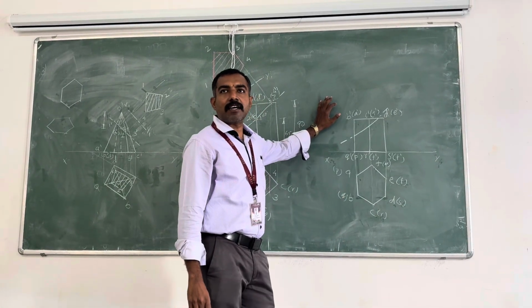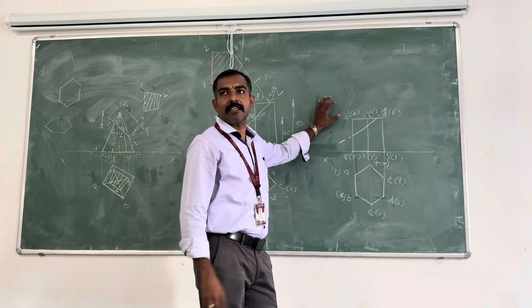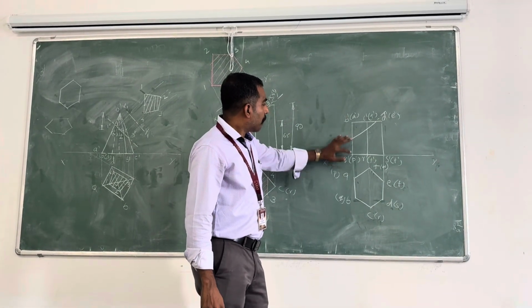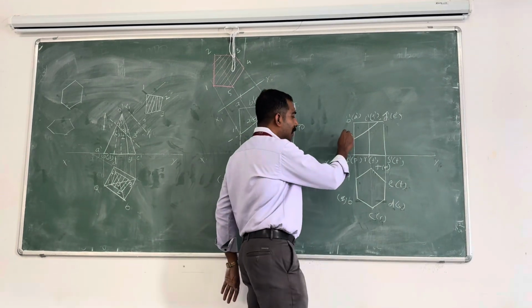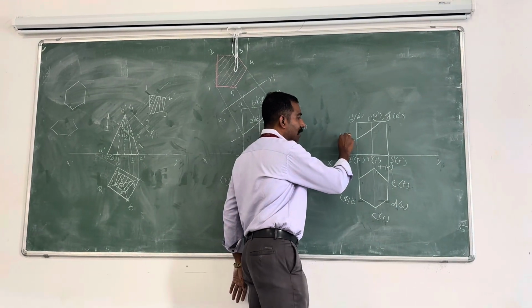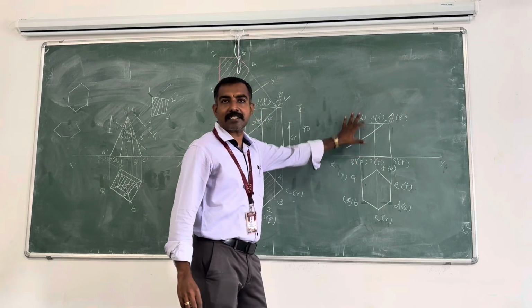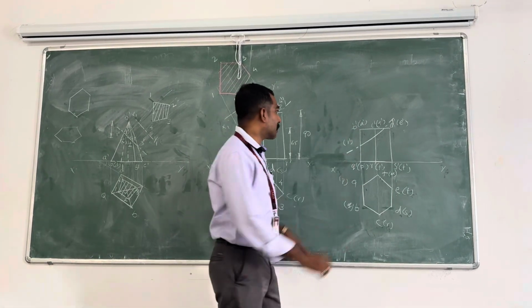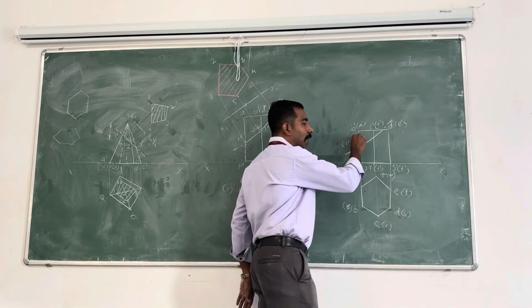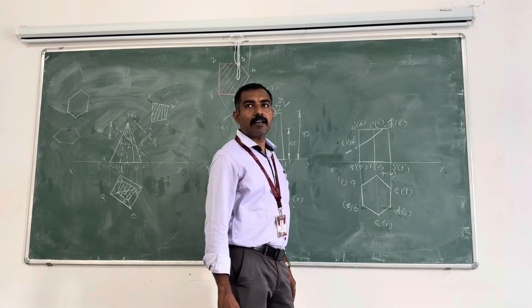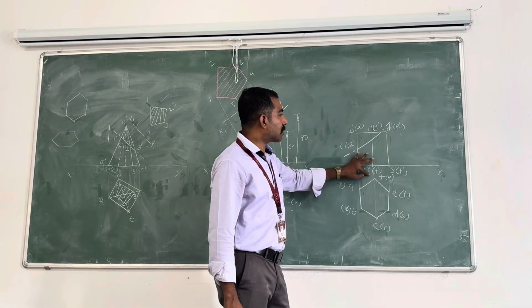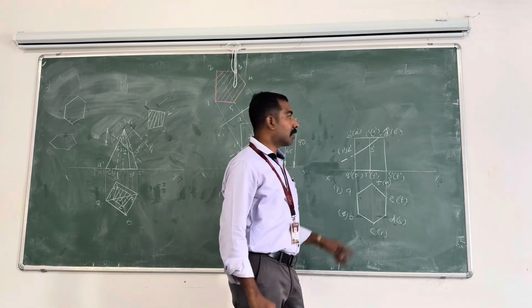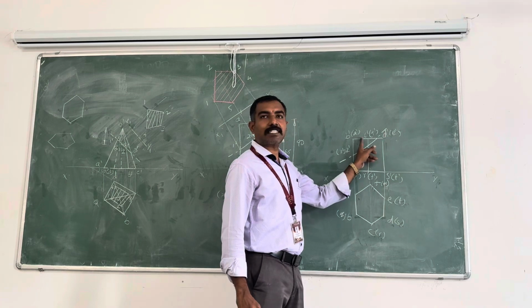The next step is to mark the cutting points. Each edge has a cutting point. On A dash P dash, the cutting point is 1 dash, inside the brackets. Next, P dash Q dash gives 2 dash. Next, C dash R dash gives 3 dash. Next, C dash D dash gives 4 dash.